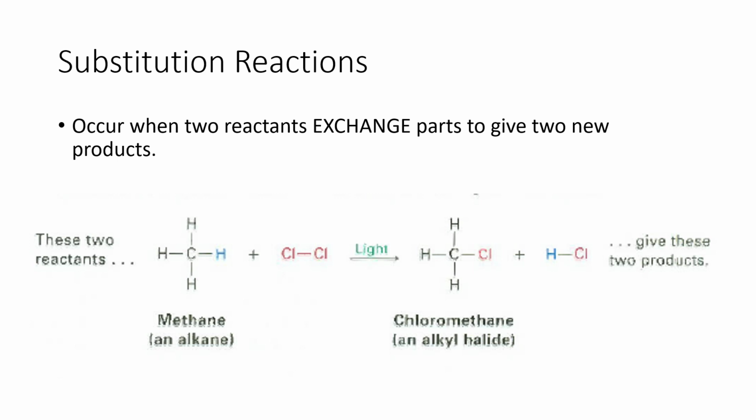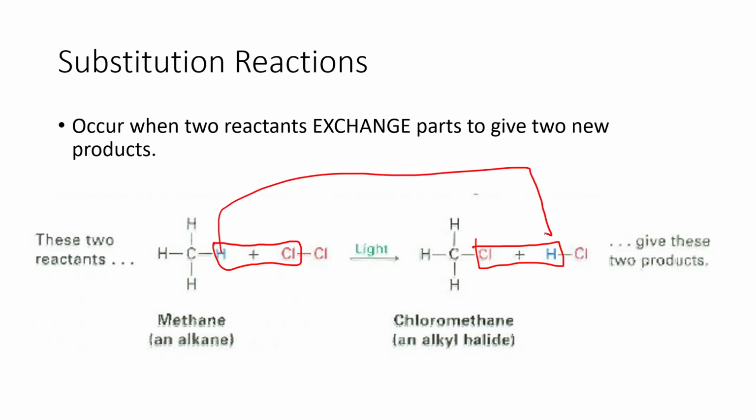Okay, so what happens here is two reactants will exchange their atoms. See the difference? So hydrogen went to the second product, while chlorine went to the first product. Okay, so the general formula for this one is A plus B equals C plus D. So they exchange their parts. Is it clear? Okay.